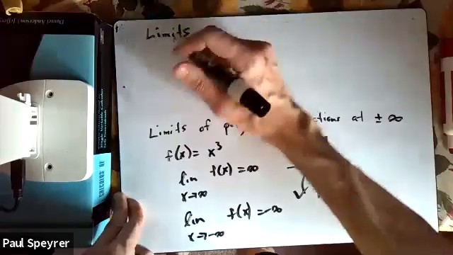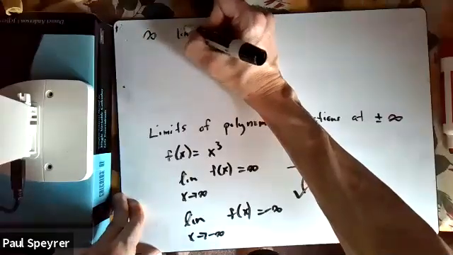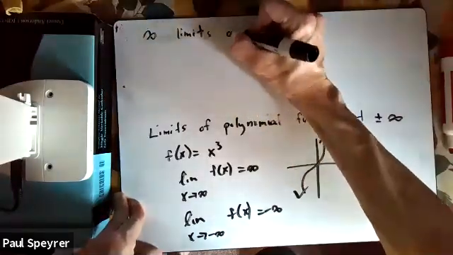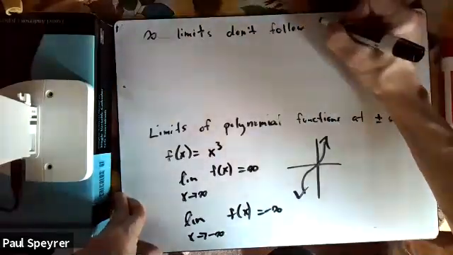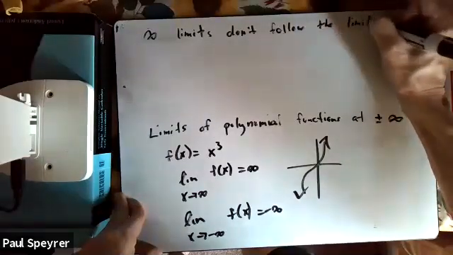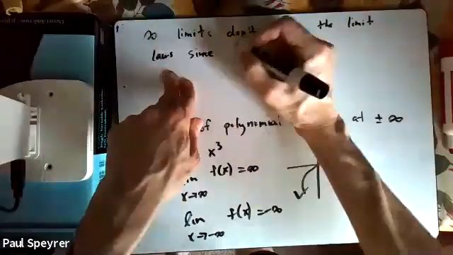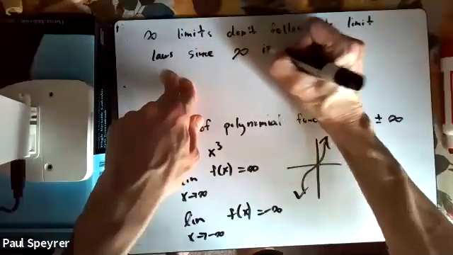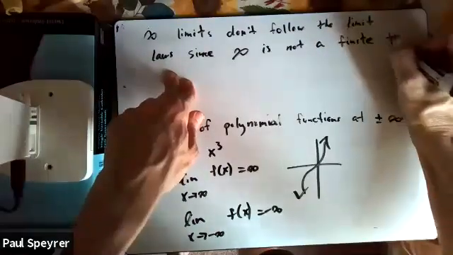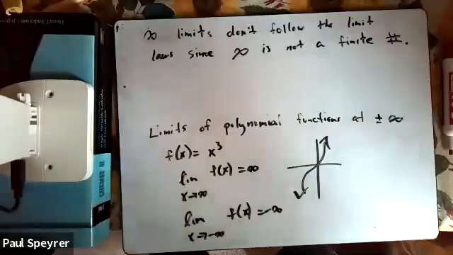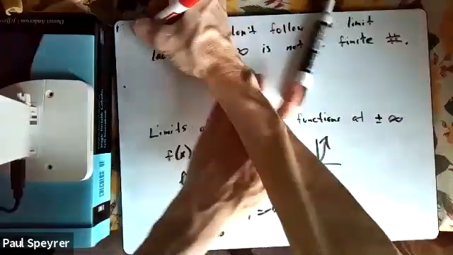Limits, or I'll say infinite limits, don't follow the limit laws, since infinity is not a finite number. So remember, I said it before, infinity and negative infinity, I'll put plus or minus right here.